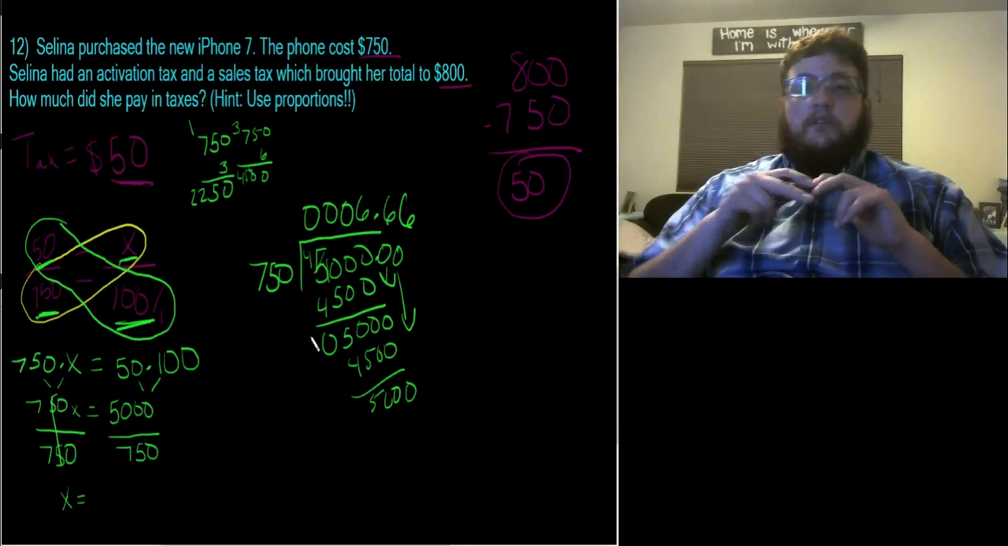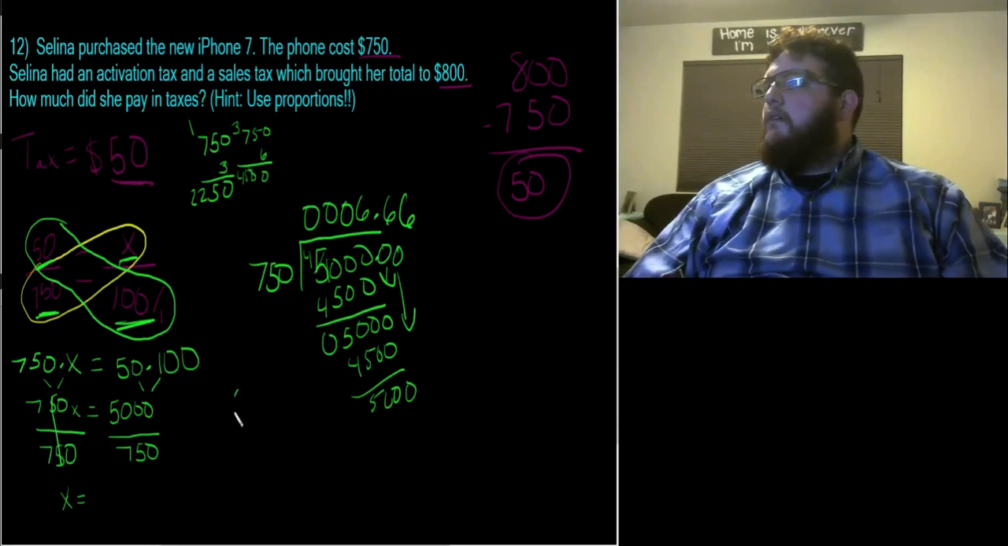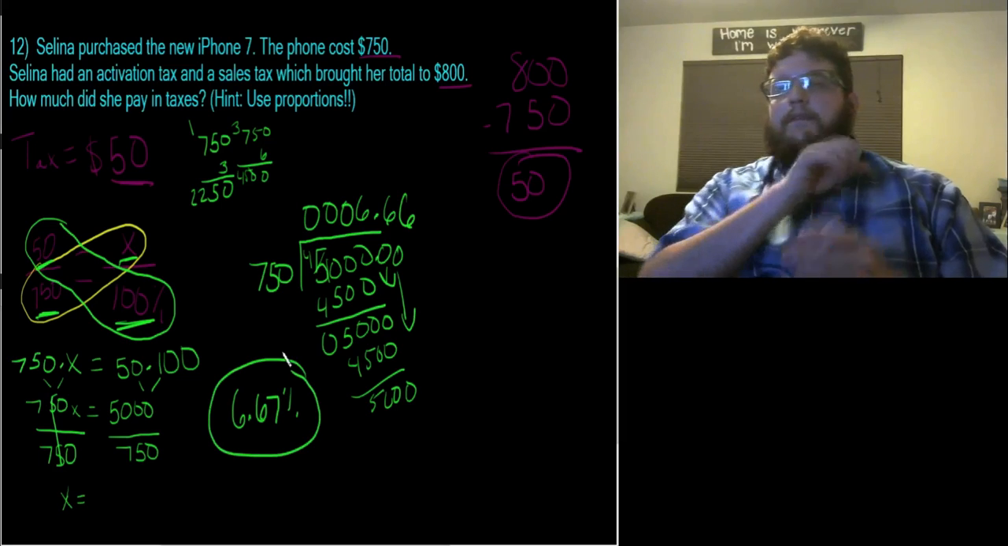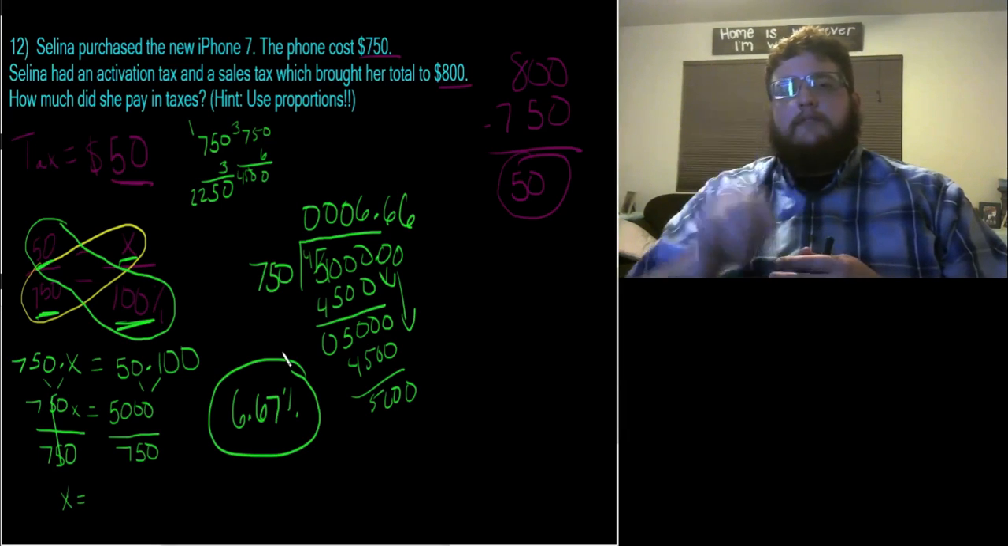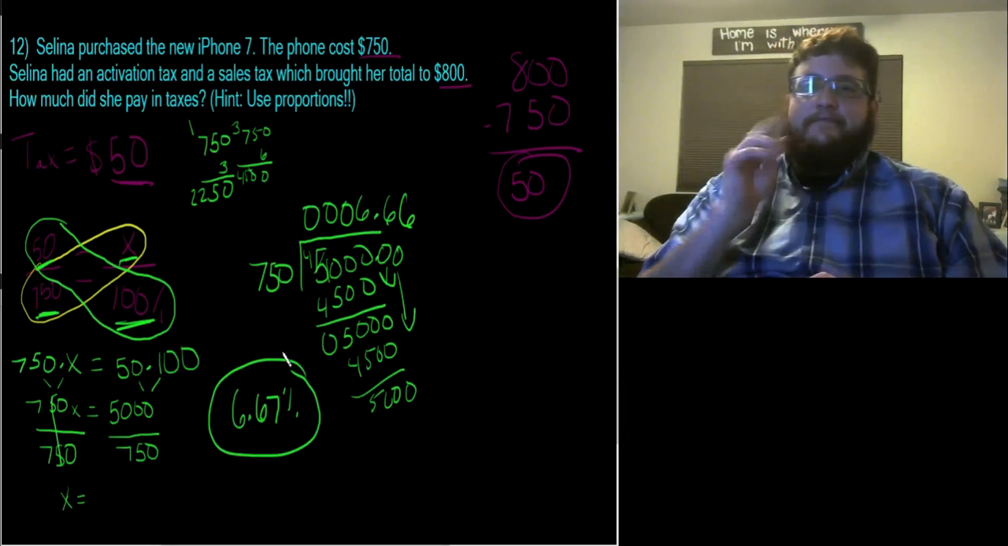So we'll be left with 6.66%. We'll end up rounding this up since it's always 0.66666 on forever. And so Selena will have paid 6.67% in taxes for her new iPhone.